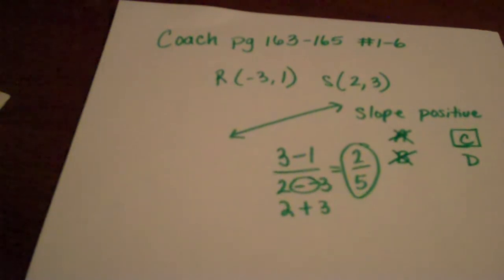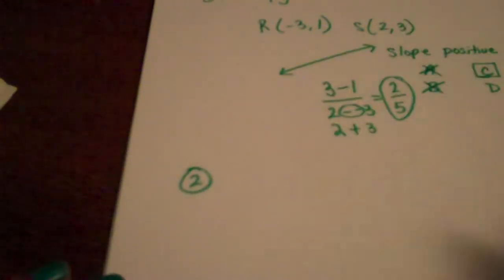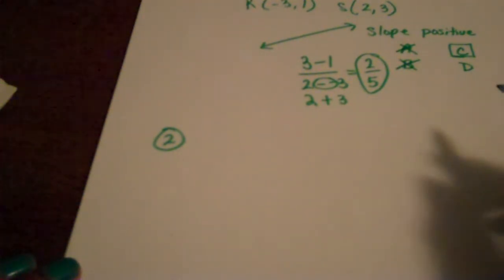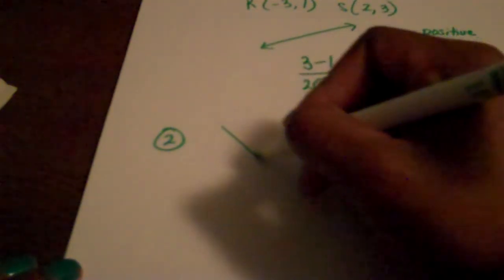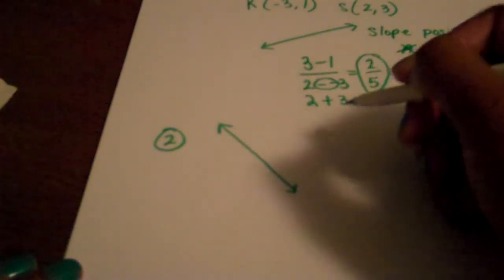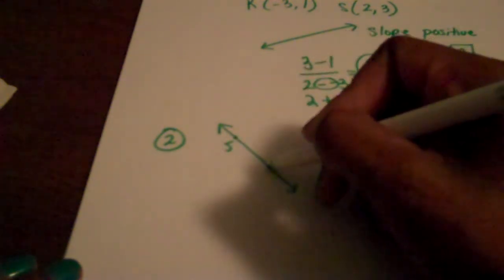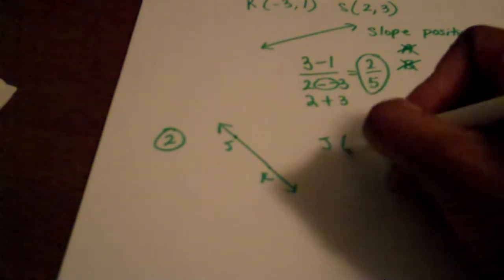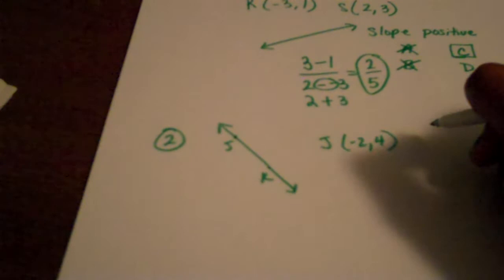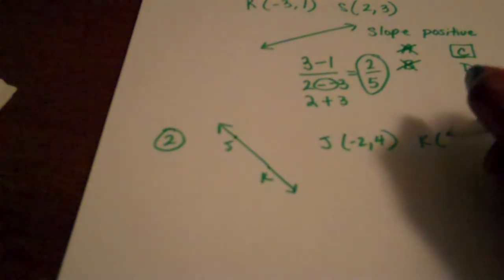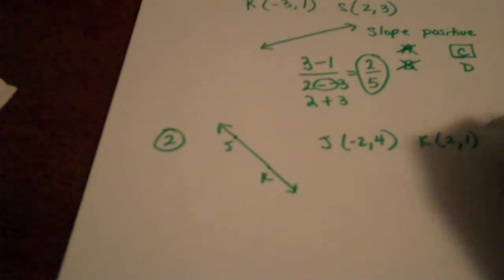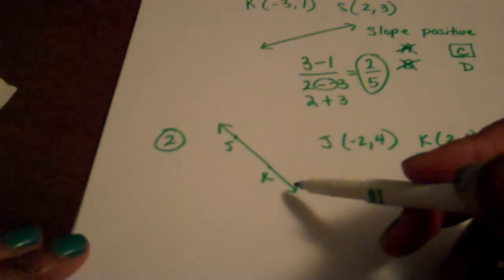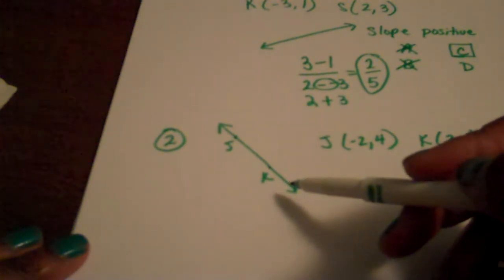Moving on to question number 2. In question number 2, it says, what is the slope of the line that passes through JK? Again, our graph, we have a line that is going in a downward motion. J is here, K is here. J is sitting at -2, +4, and K is sitting at +2, +1. So again, looking at my line, because it's going in a downward motion, I know that my slope is going to be a negative slope.